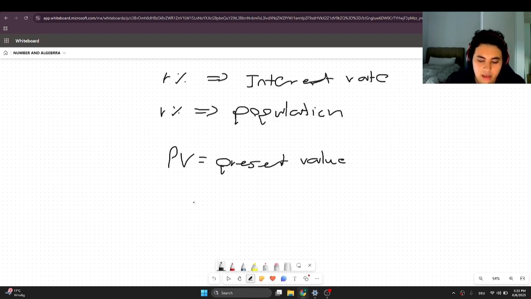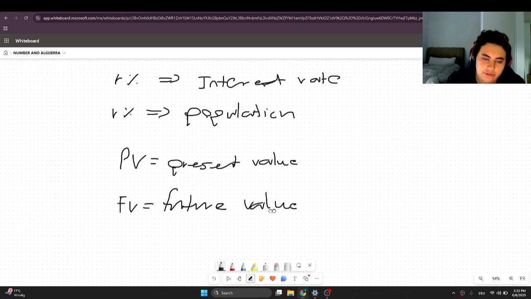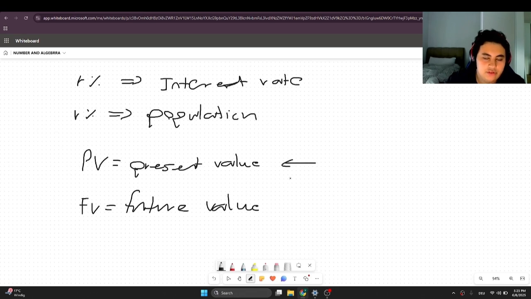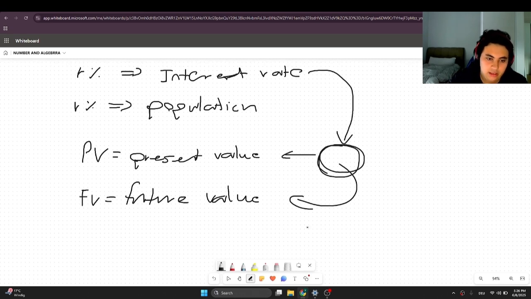Okay. And usually what we are trying to find is FV, which is the future value. So after I put this money into a savings account, the interest rate is going to influence it. And however it influences it is going to be my future value. Okay? So that's that.